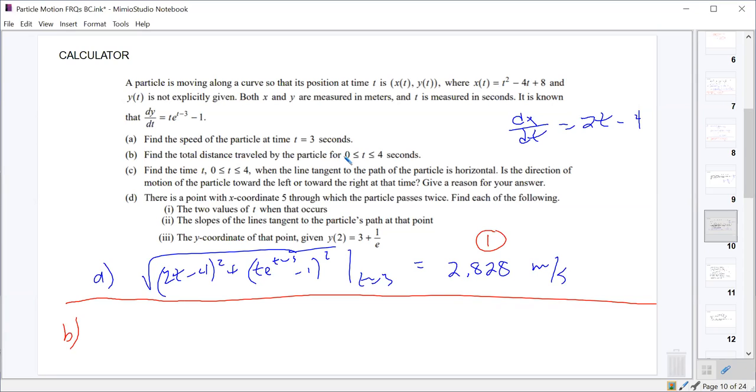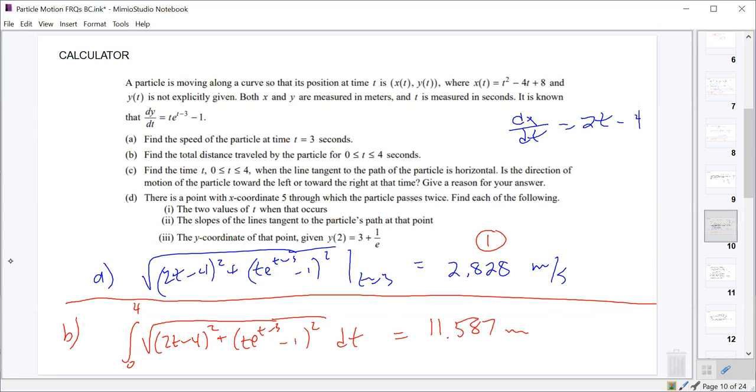Part B, the total distance traveled by the particle from 0 to 4. Now total distance ought to be the integral from 0 to 4 of this same exact thing that we just had there: the square root of (2t minus 4) squared plus (t e^(t minus 3) minus 1) squared dt. Evaluated from 0 to 4, that comes out to be 11.587. And that one was 2 points, one here and one here.